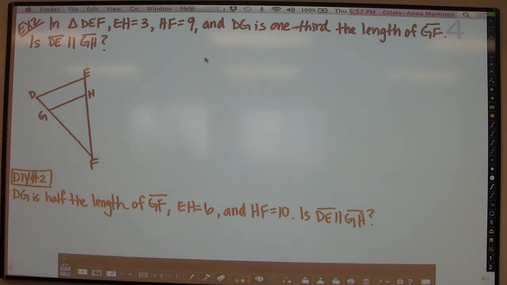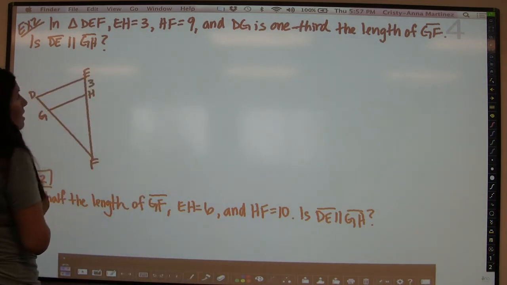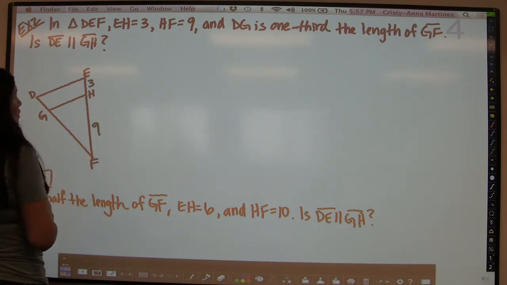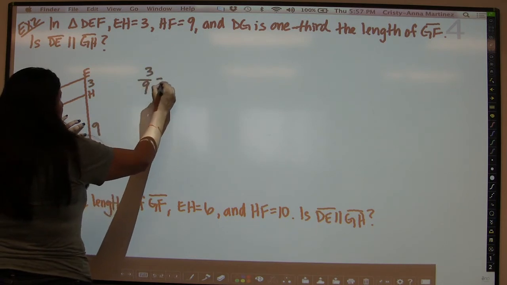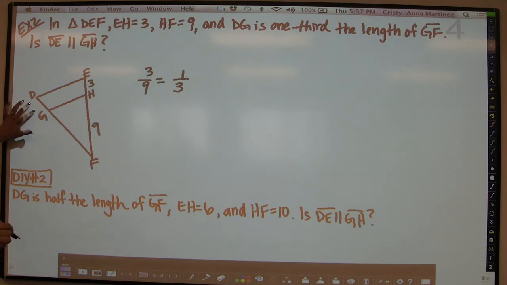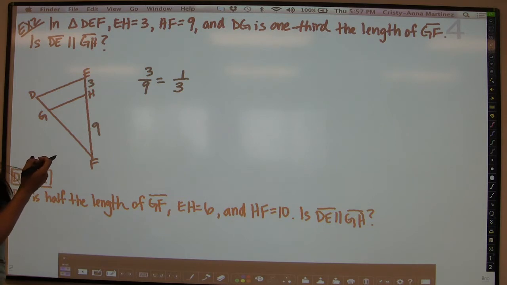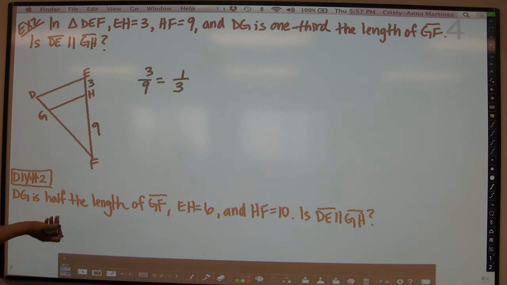In triangle DEF, EH equals 3. So we're going to fill in some of that. EH equals 3. HF equals 9. So the ratio of EH to HF is 3 to 9, which is equivalent to 1/3. And then we have DG is 1/3 the length of GF. So if DG is 1/3 the length of GF, we don't know the exact length, but we know the ratio is 1/3 as well.